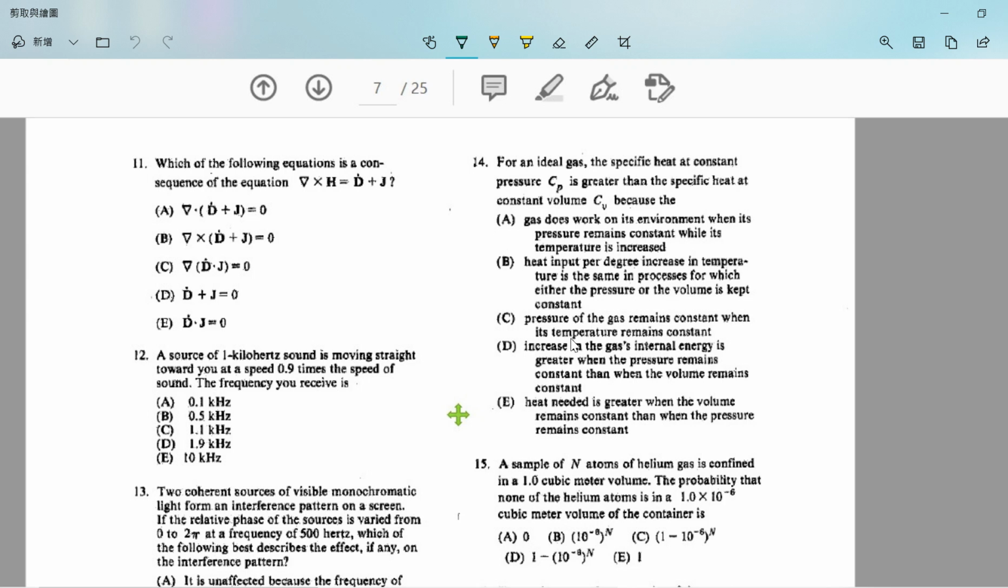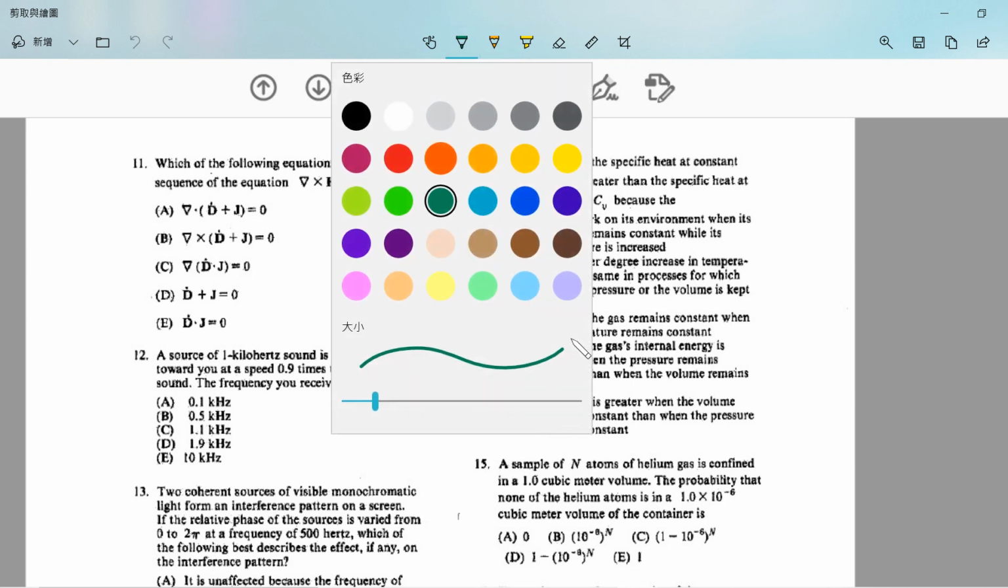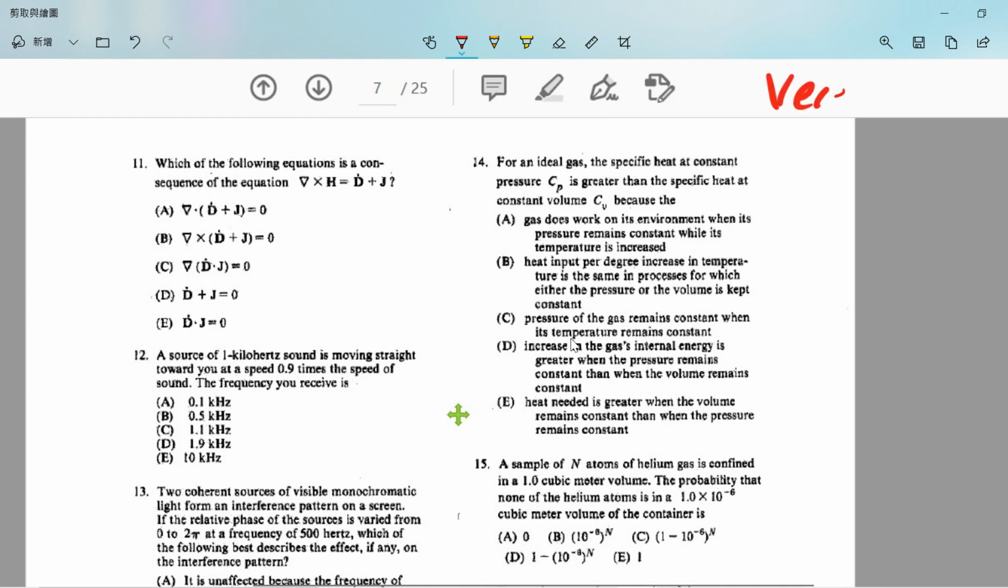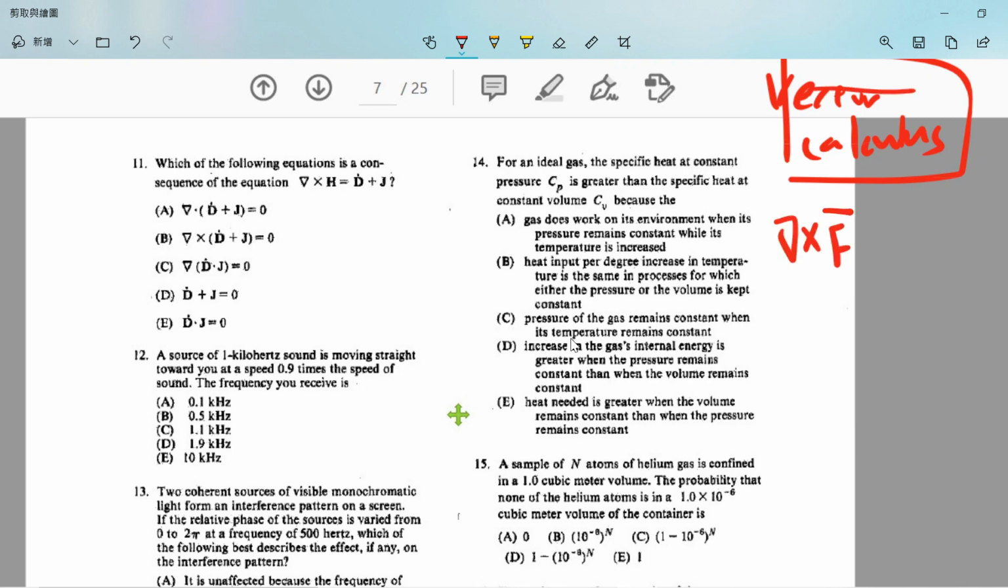So question 11: which of the following equations is a consequence of the given one? Basically this is vector calculus. I should have proved some formulas for you guys, but I don't have time.